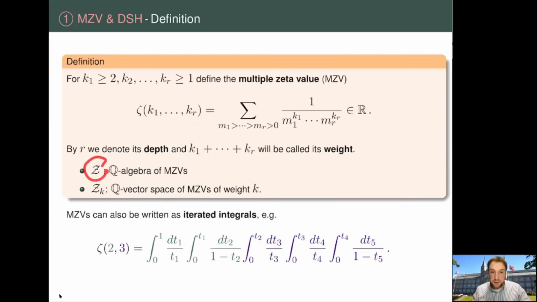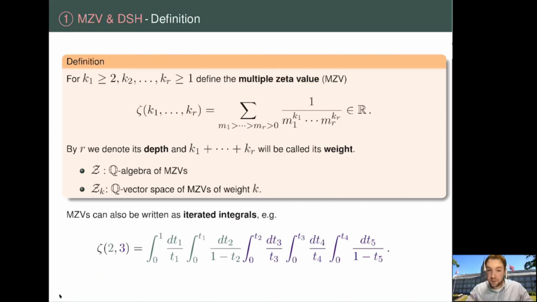And then we can consider the Q vector space spanned by all these real numbers, which we denote by Z. And as we will see on the next slide, the product of two of these multiple zeta values is again expressible as a linear combination of multiple zeta values. Therefore, this space Z is a Q algebra. And there we also consider, for a fixed weight K, the subvector space spanned by all these multiple zeta values of weight K.